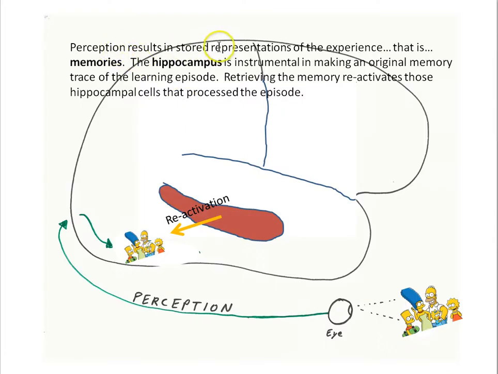So perception results in stored representations of the experience, and we can think of them as memories. The hippocampus is instrumental in making an original memory trace of the learning episode, the hippocampus and surrounding tissue, like entorhinal cortex. And so retrieving the memory reactivates those hippocampal and other associated cells that process the episode. So this is the idea of reactivation. The cells were active when the Simpsons video clip was happening, and then showed activity when the memory was retrieved.